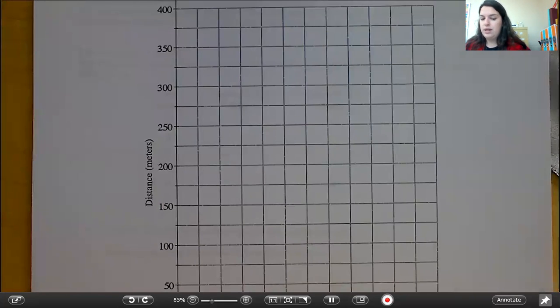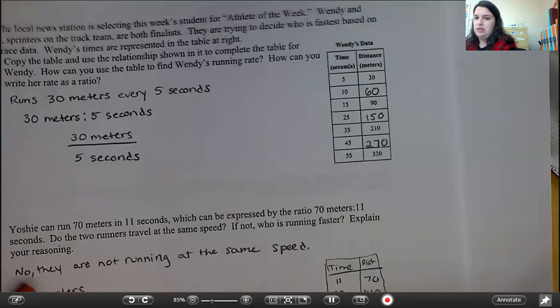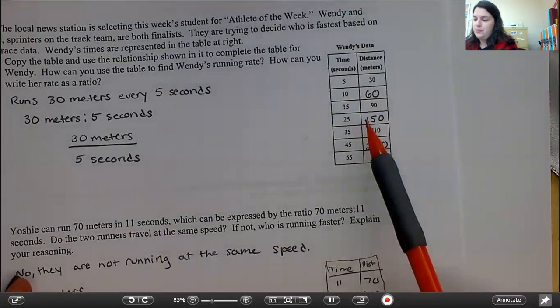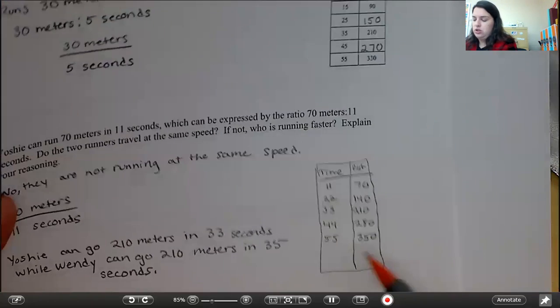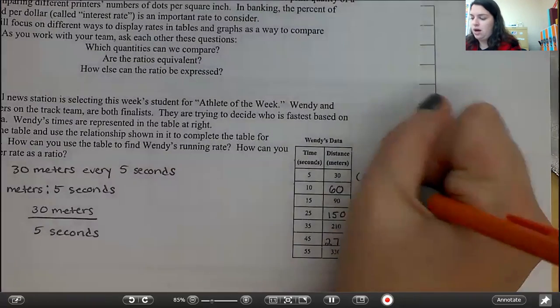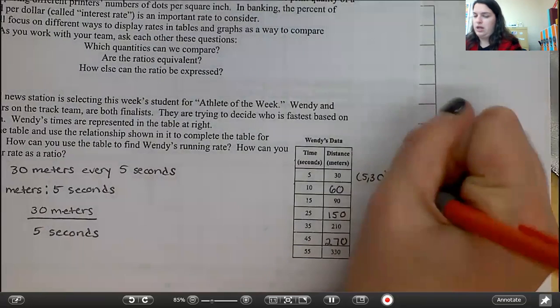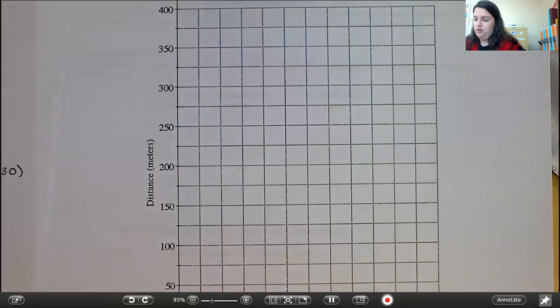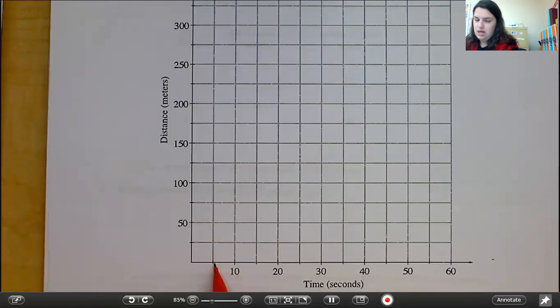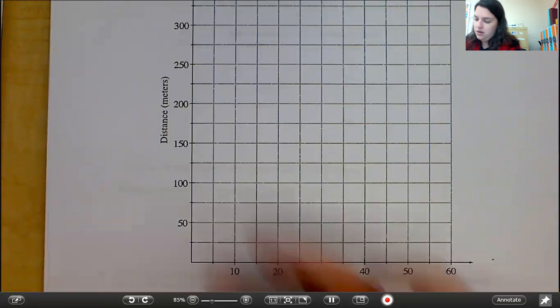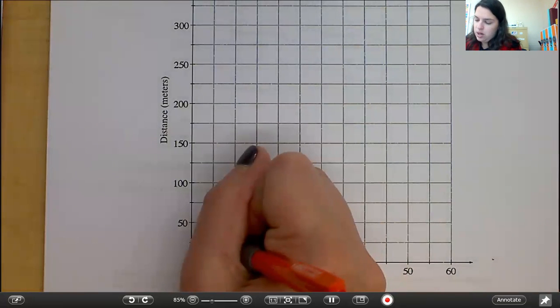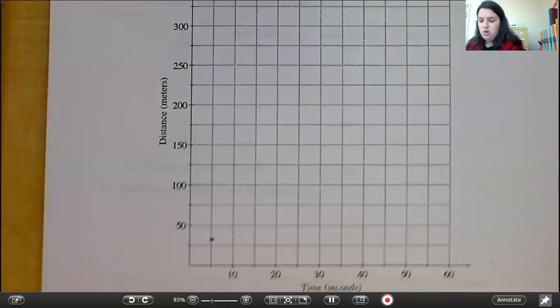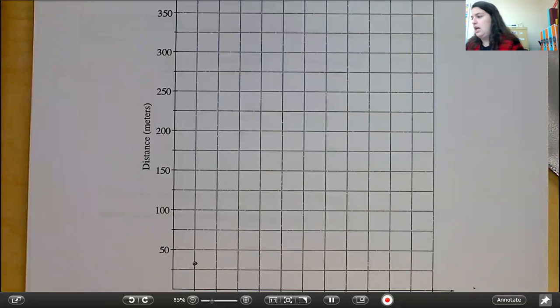You are going to graph Wendy's line. So remember, Wendy's line is this table up here. You're going to graph those points, and then you're going to graph Yoshi's line. Remember when you're graphing x, y, so this would be 5, 30. So you would go over 5 and then up 30. If this is 50, well, half of that's 25. So 30 is going to be approximately in here somewhere. Okay, so you're going to continue graphing for Yoshi and Wendy.